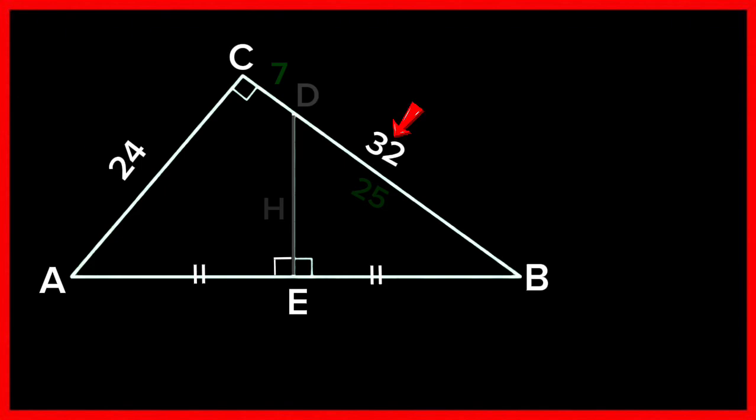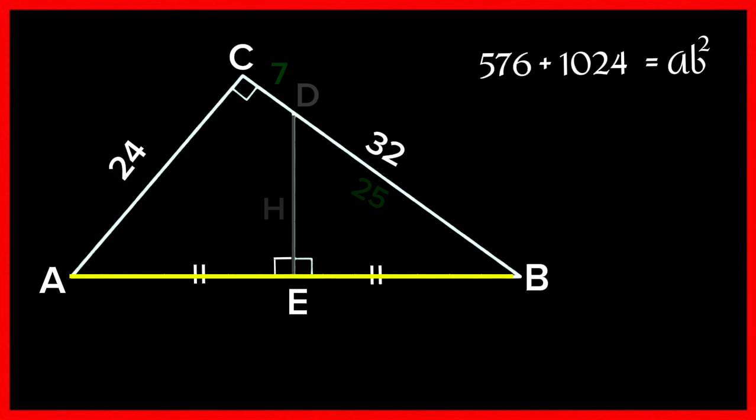So, once again, we can use the Pythagorean theorem to find the length of AB. 24 squared plus 32 squared equals AB squared. After simplifying, we get AB equal to 40 units. Remember, E is the midpoint of AB, so AE and EB must be equal. Therefore, each one is half of 40, which gives us 20 units.